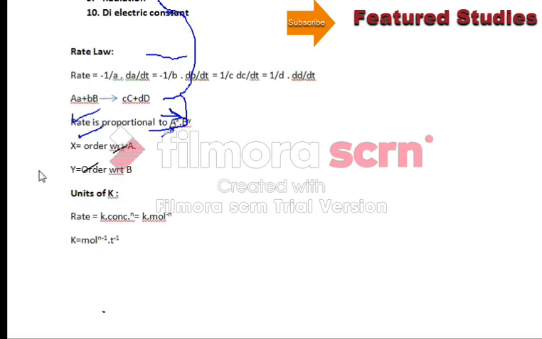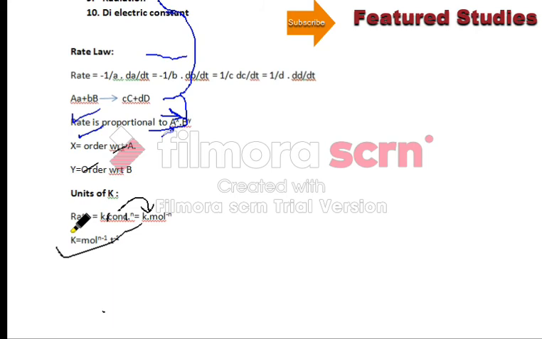What are the units of K? Units of K. So rate equals K into concentration whole power N. The unit of concentration is moles, moles whole power N.